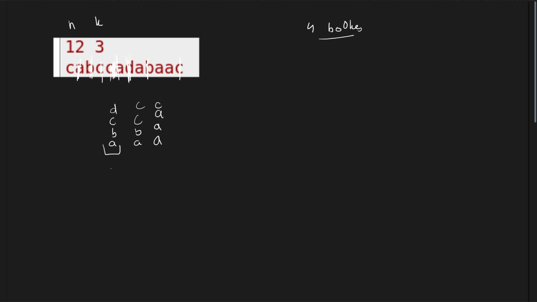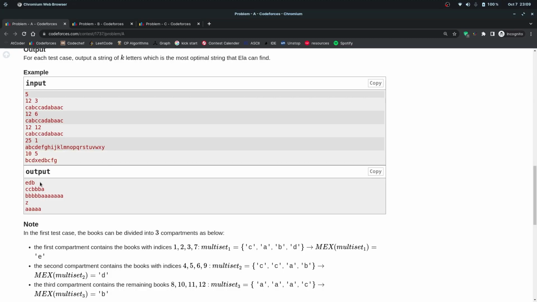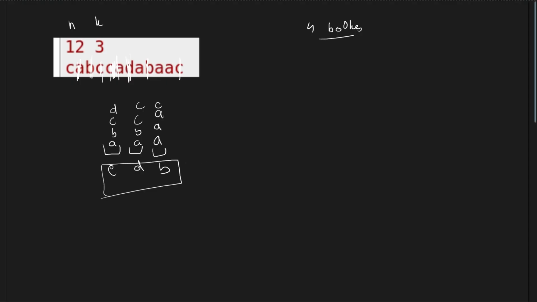So the MEX for this particular stack would be E, the MEX for this particular stack would be D, the MEX for this particular stack would be B. So EDB would be our answer in this case. This is how they say that EDB is the answer in this particular case, right? So this was the explanation of the question, right? This is what exactly the question is asking us to do.